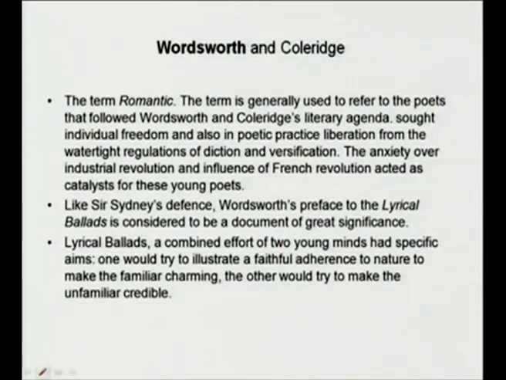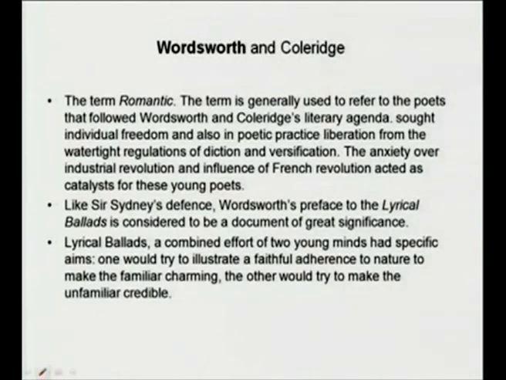Well, coming to Wordsworth and Coleridge in the 19th century, we find the word romantic, how they wrote in the Lyrical Ballads what should be poetry, and an understanding of liberal humanism was practiced. They sought individual freedom and also, in poetic parlance, practiced liberation from the watertight regulation of diction and versification. The anxiety over the industrial revolution and the influence of the French revolution acted as a catalyst for these young poets. Like Sir Sidney's Defense, what did Wordsworth do?